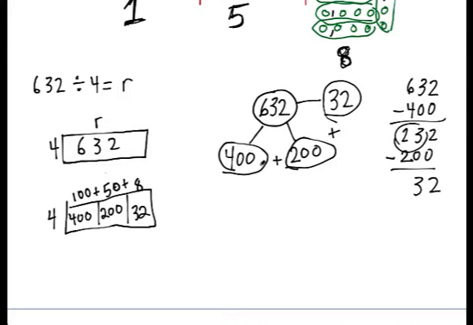You can do the same thing with this number bond. If you don't want to use an area model, we can just take 400 and divide that by 4. And then 200, divide that by 4. And then 32, divide that by 4. And you can see all these answers. I'll put them down here at the bottom. That would be 100. That would be 50. And this would be 8. And just add these up, and you'll get to your quotient.